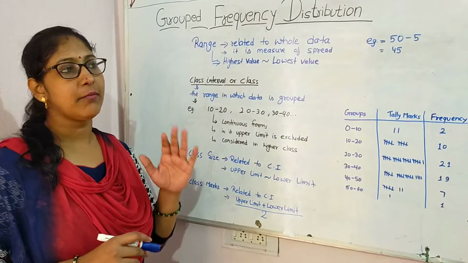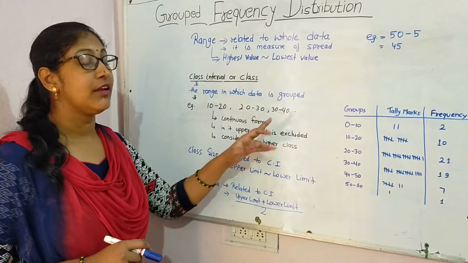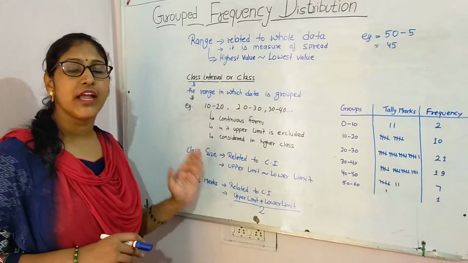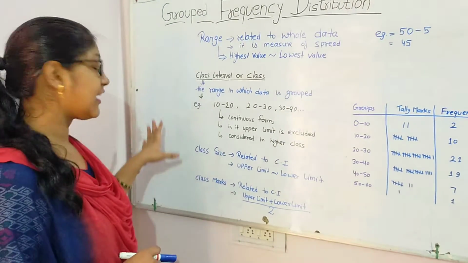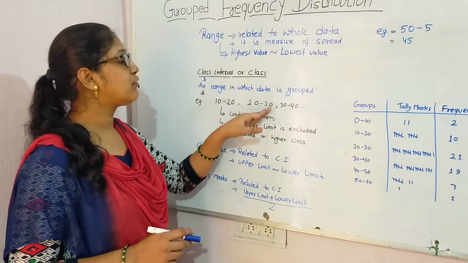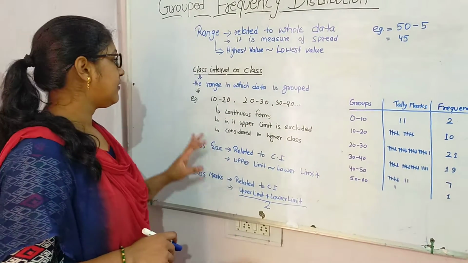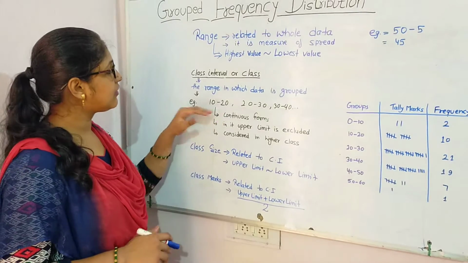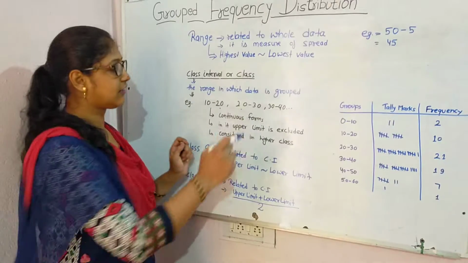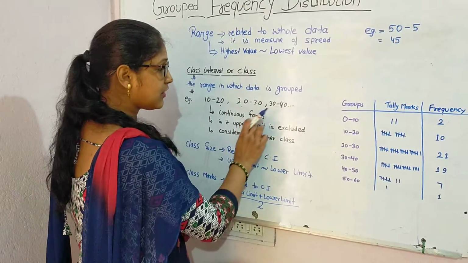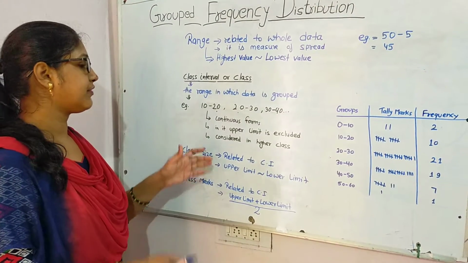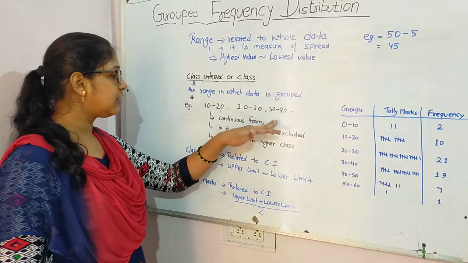In class 8, we have to learn only continuous form. But basically, class intervals are of two types, continuous form and discrete form. So, we take an example of continuous form. I will write here 10 to 20, 20 to 30, 30 to 40. Here we can see that 20 comes in 10 to 20, 20 to 30 and same as 30 comes in 20 to 30 class interval and 30 to 40 class interval. So this type is said to be continuous form.